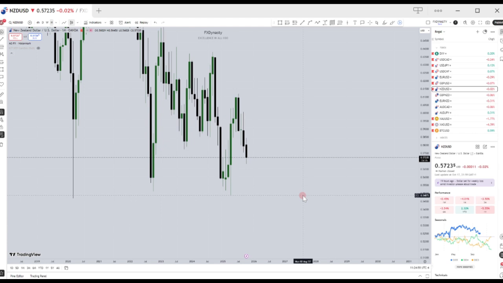NZD is weak. So you can see we have this swing high and swing low. What do we have here? Fair value gap, which is a high probability order flow leg. What did we do? We return into that fair value gap, mitigate it, and we are respecting it. Look at.